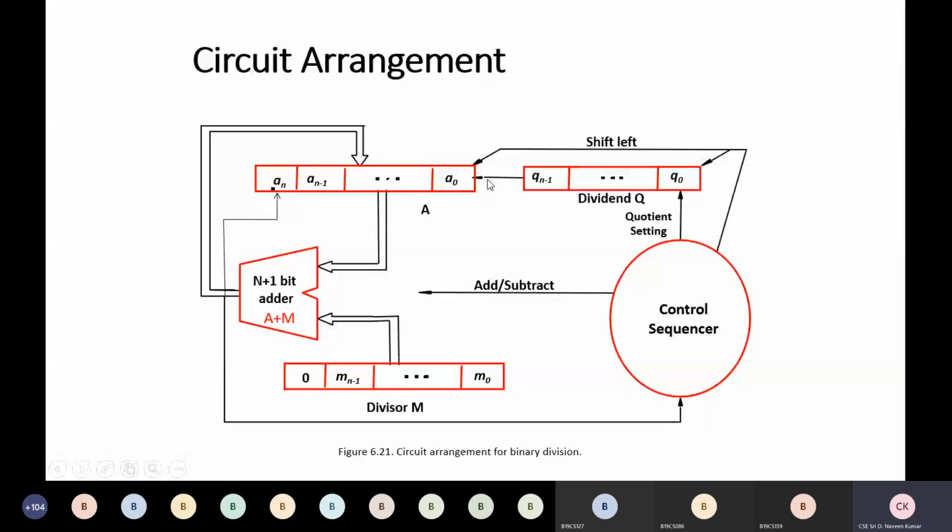Based on the MSB bit of the entire register, which is this one, we will set the Q0 bit. If this is 1, we set the Q0 bit to 0. So we have an arrow on this way. That's why we have the arrow. So if AN is 1, we will set it to 0. If it is 0, we will set it to 1.